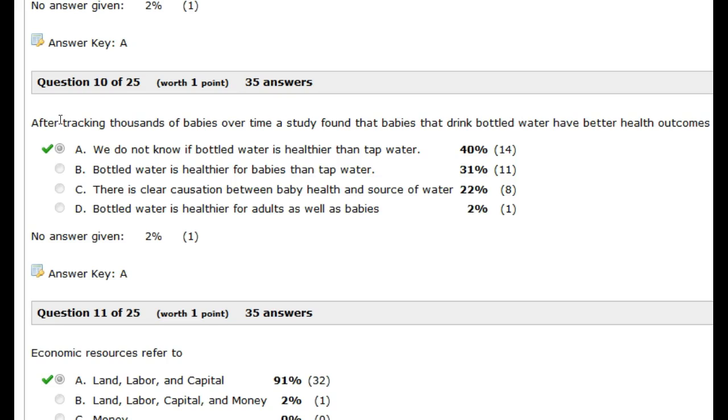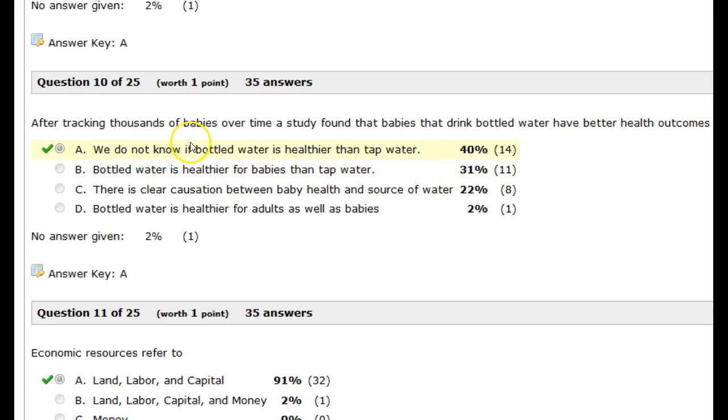After tracking thousands of babies over time, a study finds that babies that drink bottled water have better health outcomes than those that drink tap water. This means, okay, so you might want to go for bottled water, as it's healthier for babies than tap water, but correlation is not causation. We can't really say that for sure.